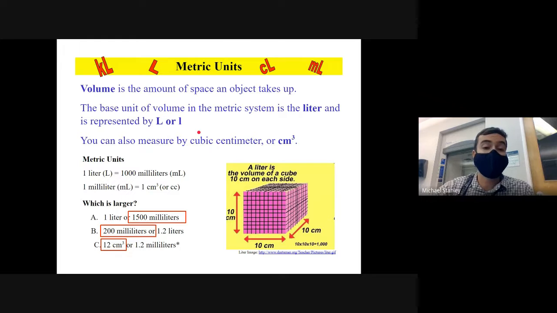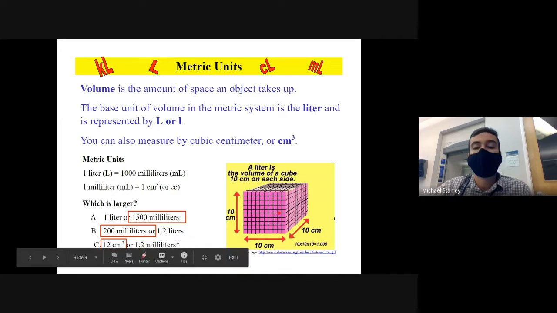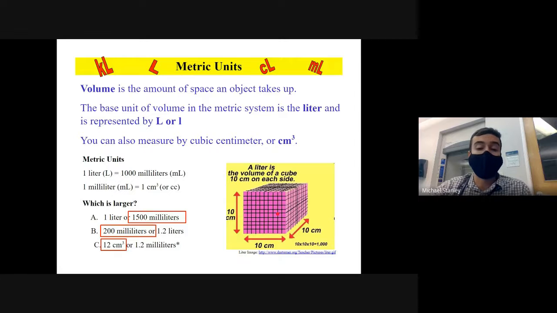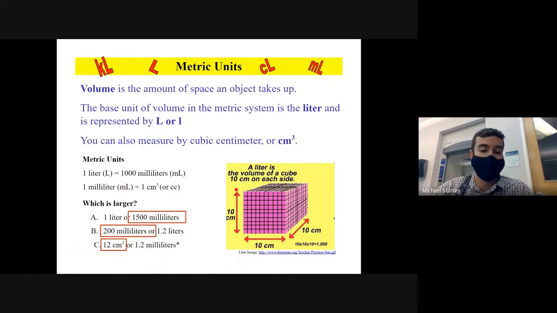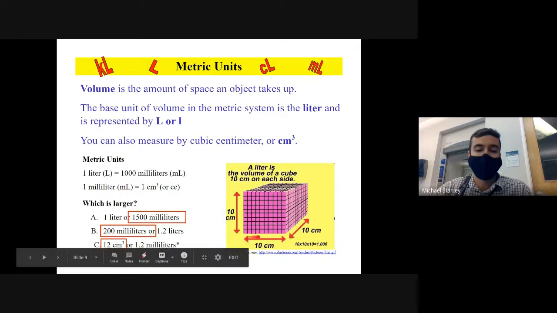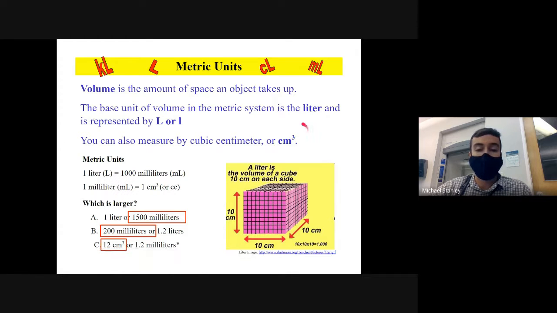Another way that we can measure volume is something called cubic centimeter. This would be for solid volume, like the volume of this cube right here. Instead of measuring it in milliliters or liters, we can measure the sides in centimeters and figure out the cubic centimeters. What is its overall area when we combine height, width, and length? So cubic centimeters, this little CM3, is another way of showing volume.